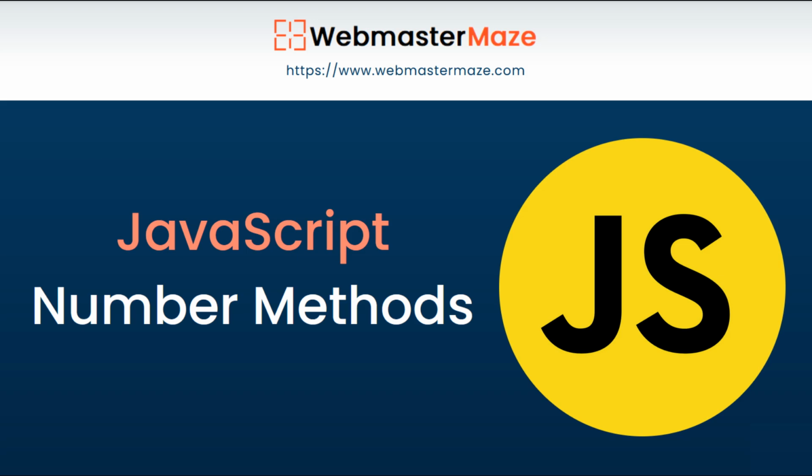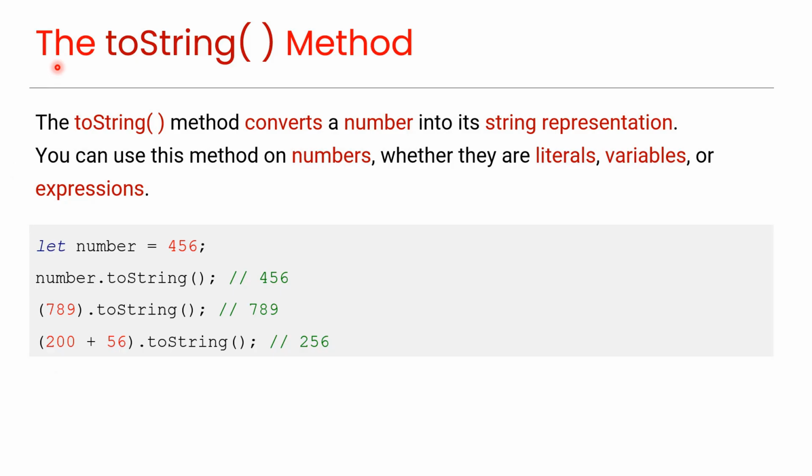Hi everyone, in this video you'll learn about JavaScript number methods. The toString method. The toString method converts a number into its string representation. You can use this method on numbers, whether they are literals, variables, or expressions. For example, all these statements convert these numbers and this expression into corresponding strings.